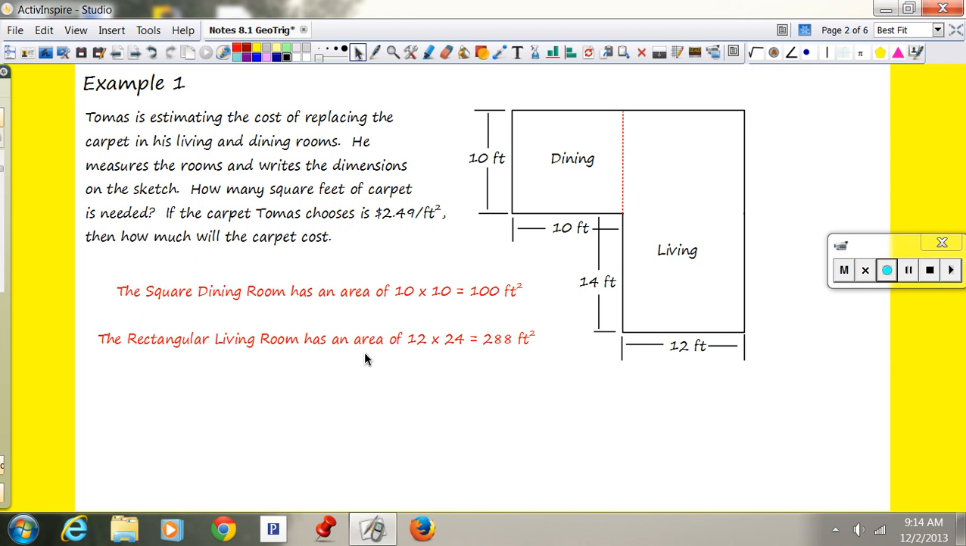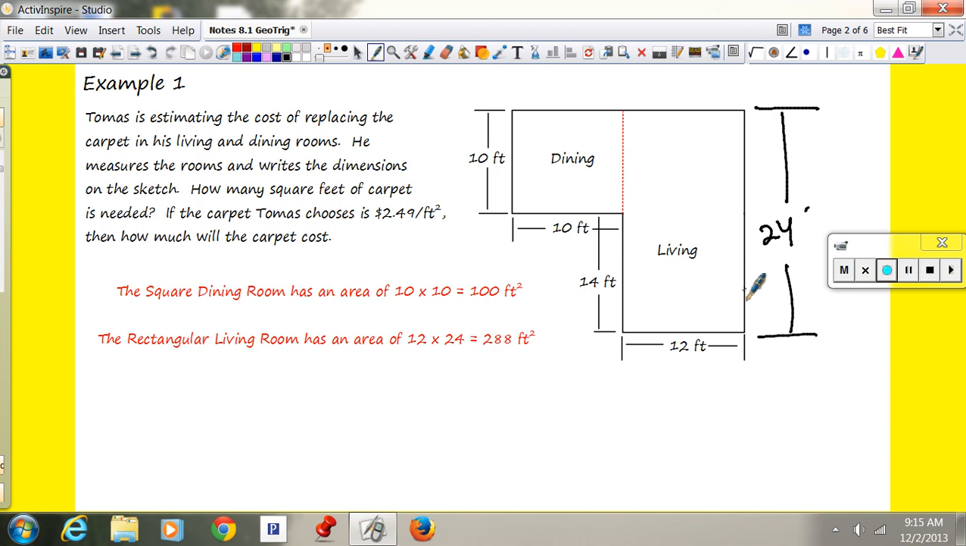Now we got to notice how we get the 12 by 24, because I don't see a 24 on the picture. But if I'm looking at this piece from here to here, I've got 14 units, and then I got 10 more right here. So 14 and 10, that's how I get the 24 feet. So that whole side of that rectangle would be 24 feet. So you're looking at a 12 by 24 rectangle.